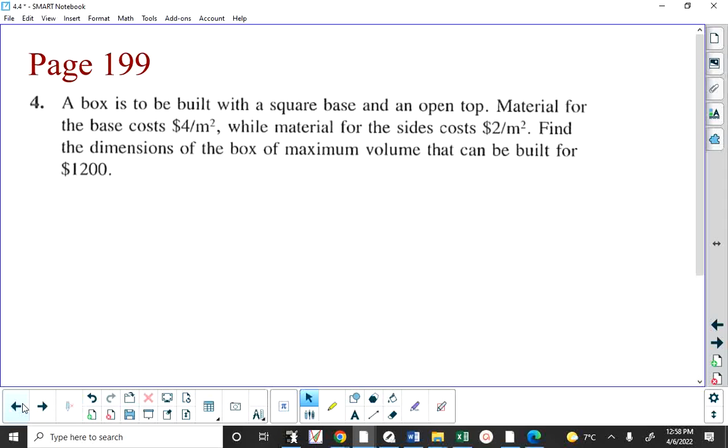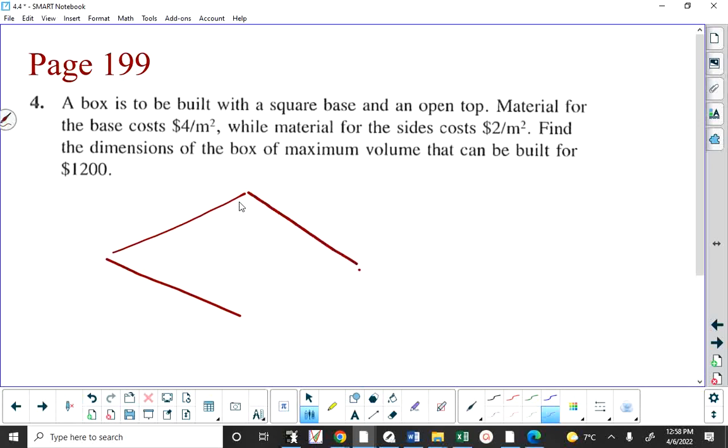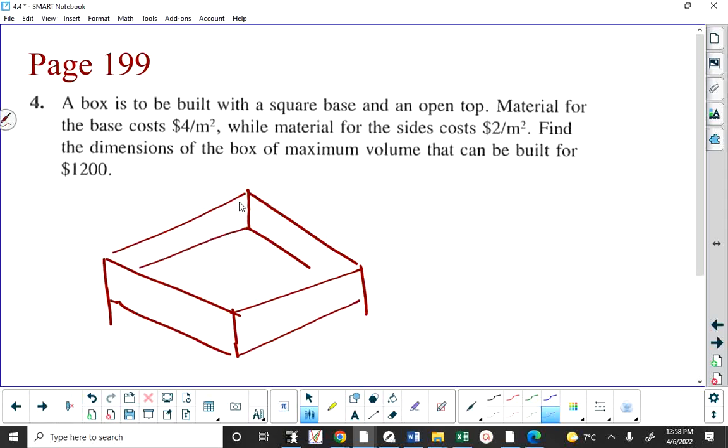So we want to build a box with a square base and an open top. We already know what that looks like. I'll just freehand it this time. So it looks something like that. That's a square base open top box. And let's skip past here, Demi, all of the details about the cost per square meter of the side and the cost per square meter of the top or the base, and cut to the chase. We want to maximize the volume.